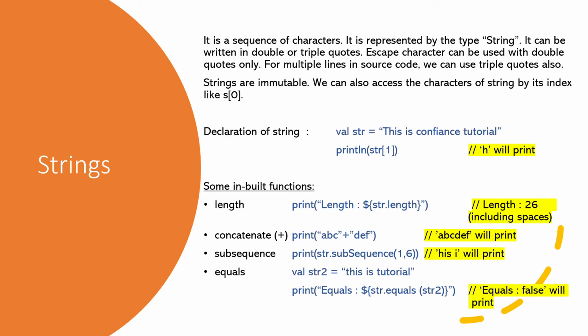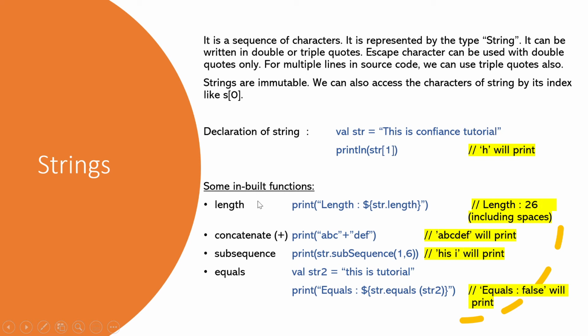Next, strings. It is a sequence of characters and it can be written in double or triple quotes. Strings are immutable in nature, and also we can access the characters from a string by its index. Let's see its declaration. str equals "this is kotlin tutorial". Now let's see if we print a char by using the str index. It will print h, as h is at index 1 of string str.